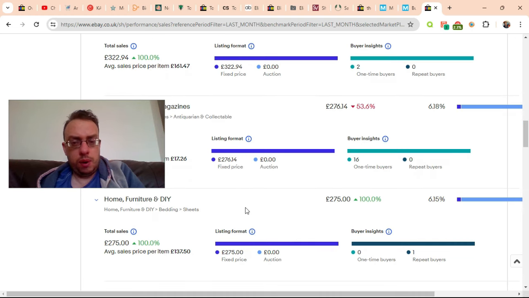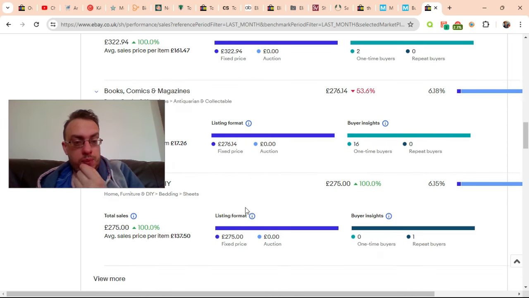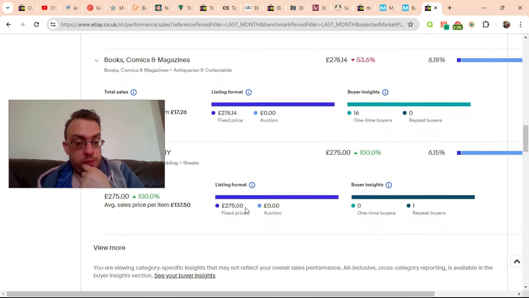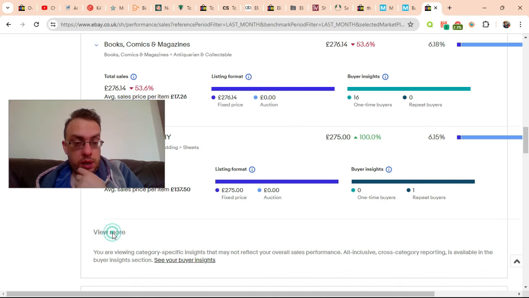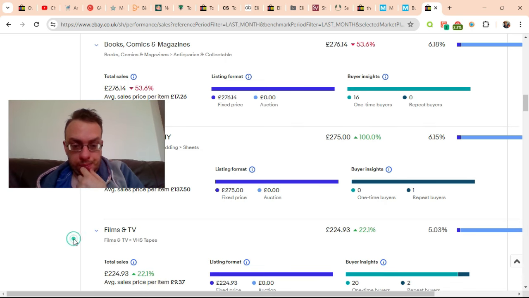Home furniture and DIY has seen an increase, but that's actually on bedding. I was just lucky to get some good sales on bedding this month on stuff that was already listed. I haven't done any particular action in that category, and I don't think I've listed anything new in it.